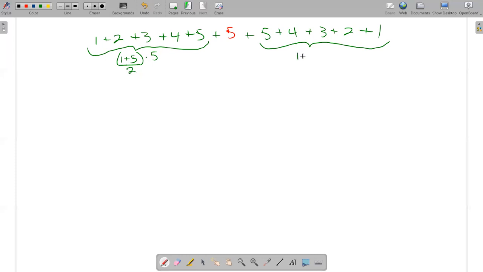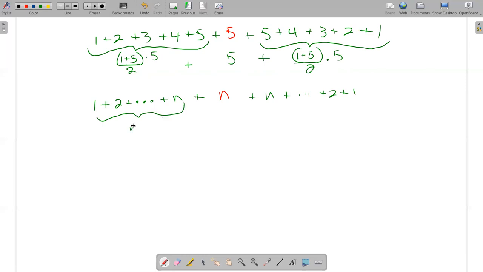Same thing over here. This would be (1 + 5)/2 × 5, and then the 5 is just chilling in the middle. And I can replace these fives with a 4 or a 3, and I'm still going to get the right answer. Now, in general, if somebody says, okay, well, can you put an n in there? The answer is yes, it would just be 1 + 2 all the way up to n, plus the special n in the middle, plus then we back down the other way, all the way down to 2 + 1. And so this group right here is going to be (n + 1)/2 × n, or (1 + n)/2 × n. There's the plus n in the middle.